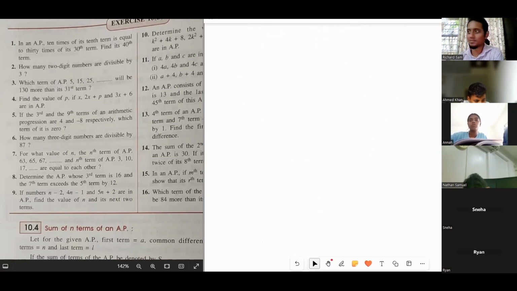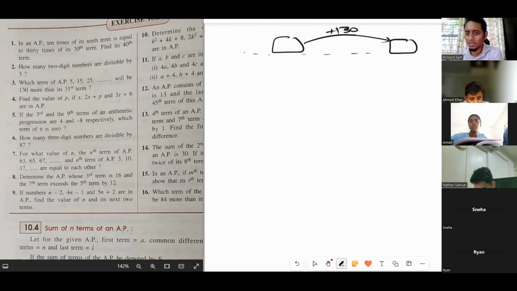Do you understand the question? There are so many terms, right? So one of these terms is 130 more than the 31st term. This is the question. Read it again. Which term of this AP will be 130 more than its 31st term? So add 130 to the 31st term and you'll get a number. The question is what term that is.